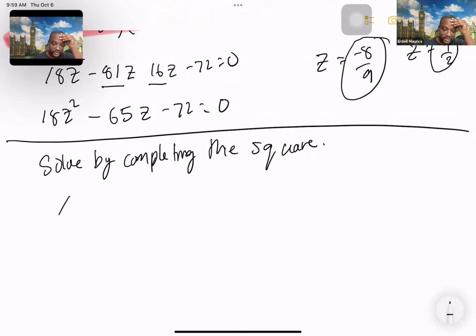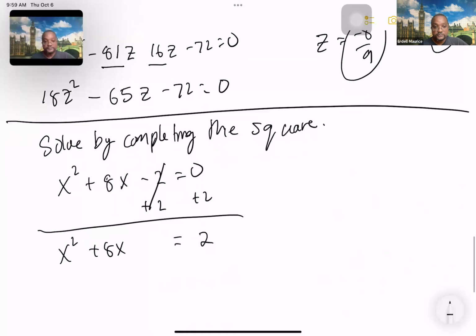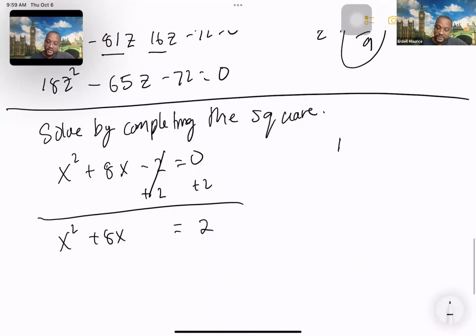So let's try this question right here. X squared plus 8x minus 2 is equal to 0. And I want to solve this by completing the square. The first step is to clear out the constant. So I'm going to add 2 to both sides to cancel out the constant. X squared plus 8x, I'm going to leave a space, is equal to 2. The reason why we're clearing out the constant is because the constant is the wrong value that completes the square. We use the formula b divided by 2 squared to get the right answer that completes the square.